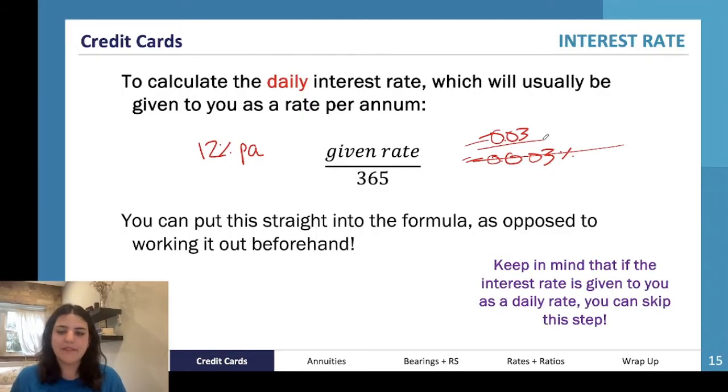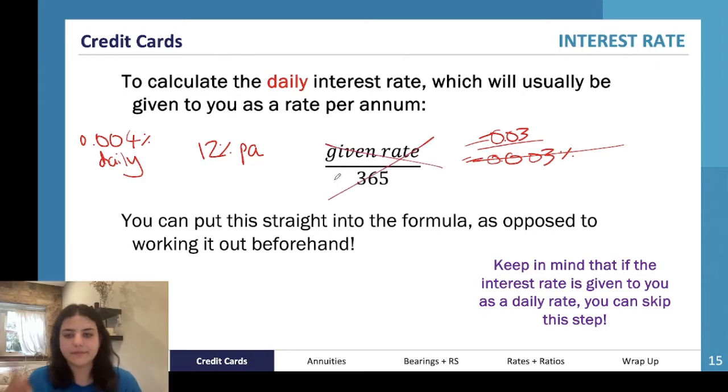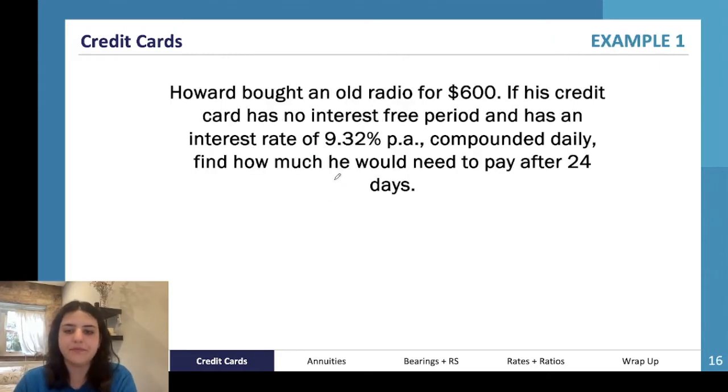Okay, also keep in mind, if the interest rate is given to you as daily, if it says, oh, it's 0.004% daily, if the question looks like that, then you don't need to do this division. Okay, let's look at an example.